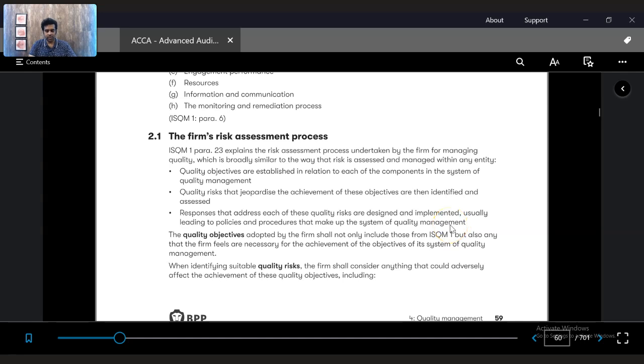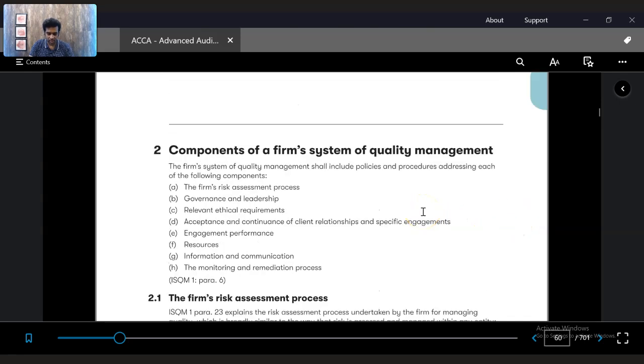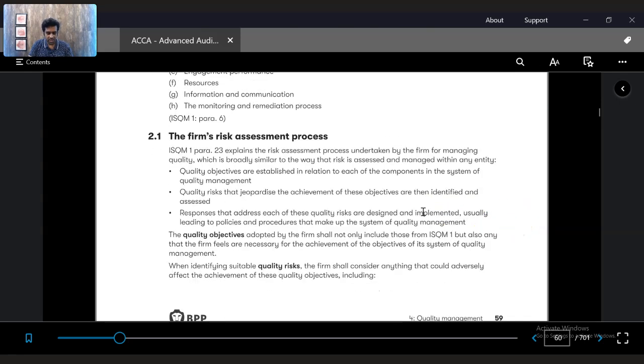So now let's learn the components of the quality management process which are prescribed by ISQM 1. The first one is the firm's risk assessment process. What is a firm's risk assessment process? As per ISQM 1 paragraph 1, it explains the risk assessment process undertaken by the firm for managing the quality, which is broadly similar to the way risk is assessed and managed within any entity.